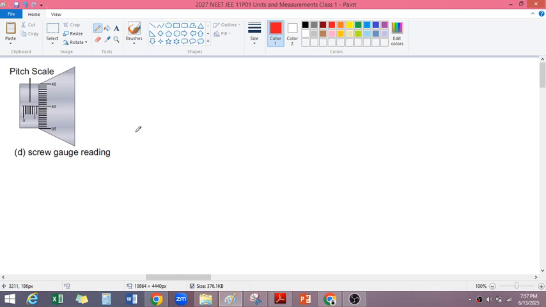Okay, let us see how we can now find the measurement here. This, as I said, is a pitch scale. Pitch scale is similar to your MSR, main scale reading. So this is your main reading. You can see 1 millimeter, 2 millimeter, 3 millimeter, 4, 5, 6, and I cannot see the seventh line. So that means this should be taken as 6 millimeter.